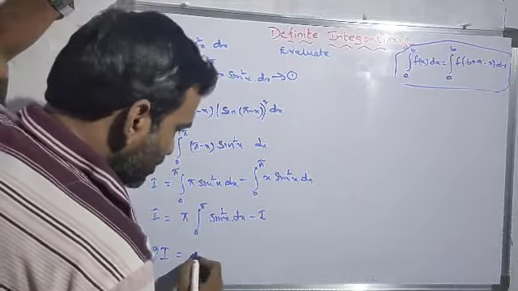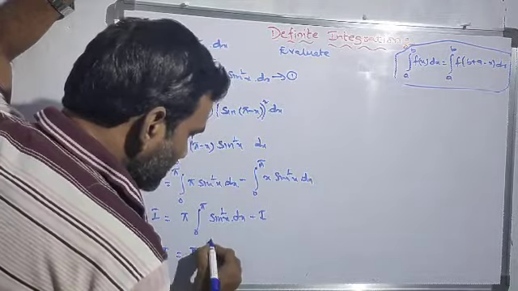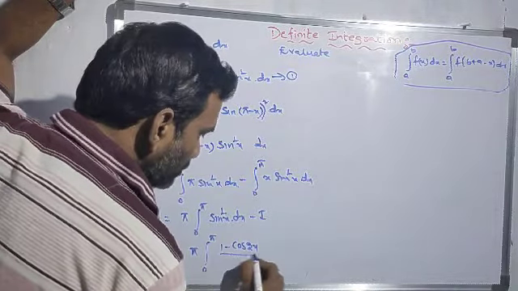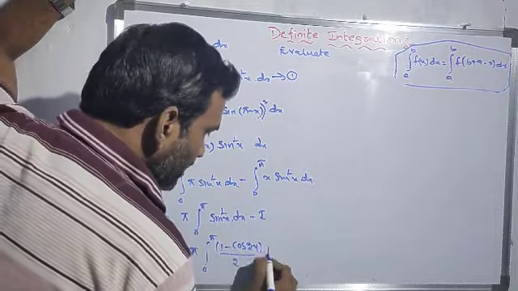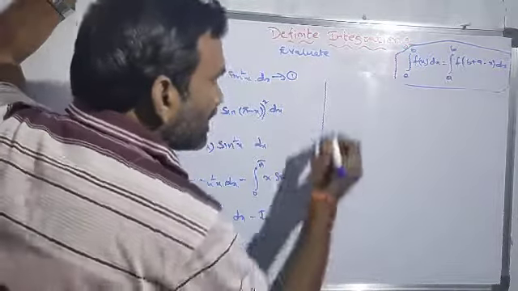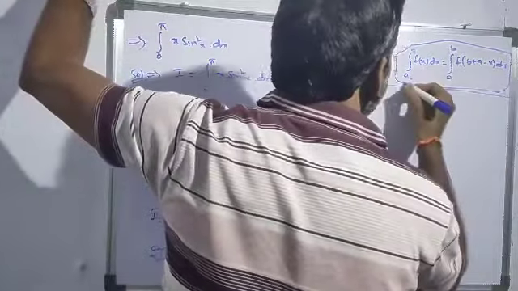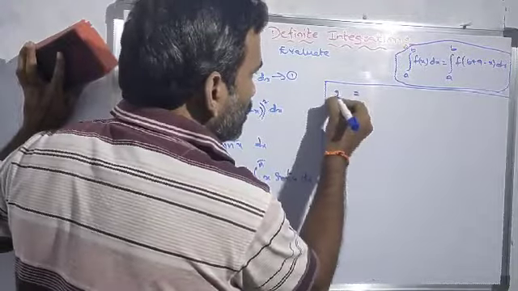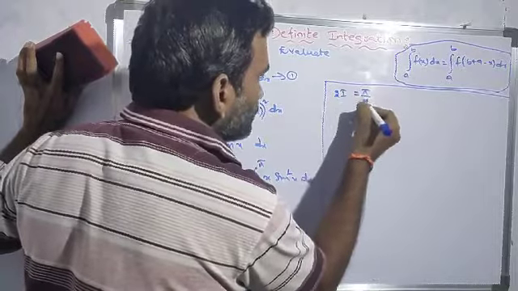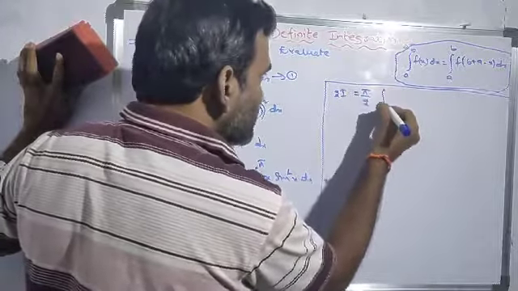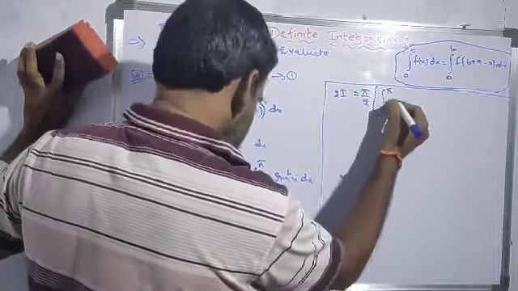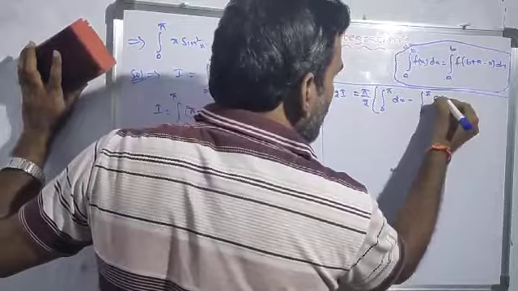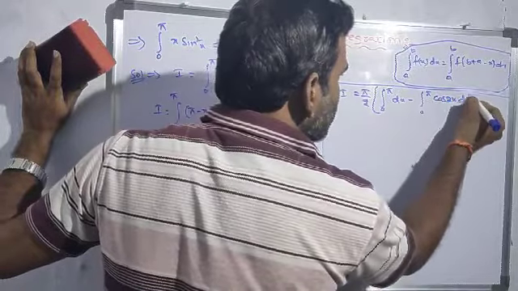Okay, left hand side 2I equal to pi into the integral from 0 to pi of, what is sine square x? 1 minus cos 2x by 2, into dx. So here 2I equal to pi by 2 times the integration from 0 to pi of 1 into dx minus the integral from 0 to pi of cos 2x into dx.